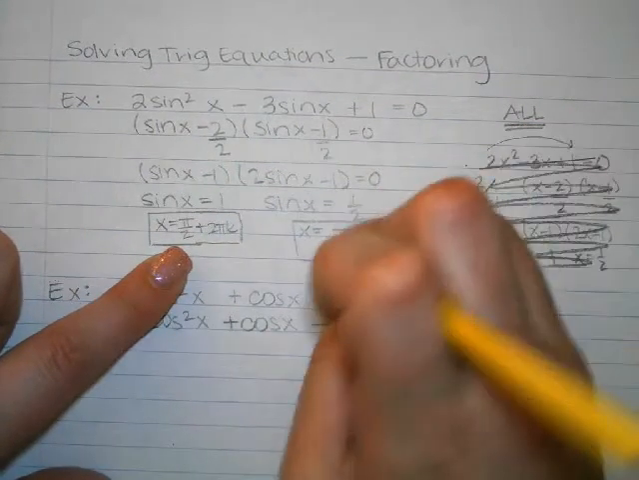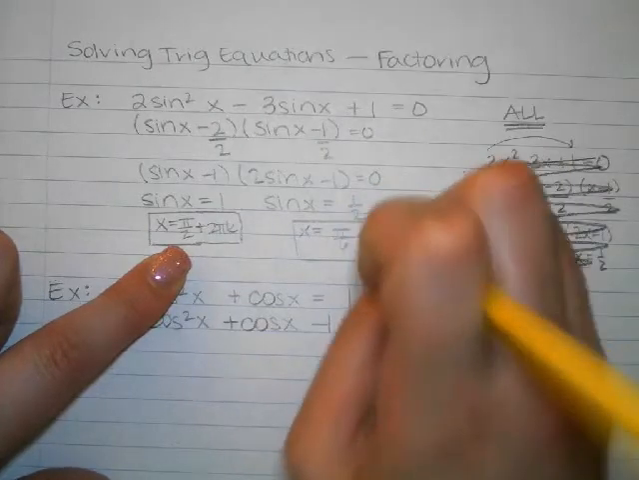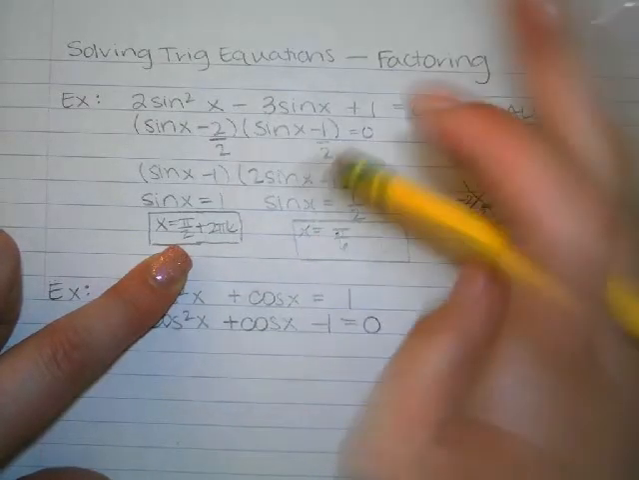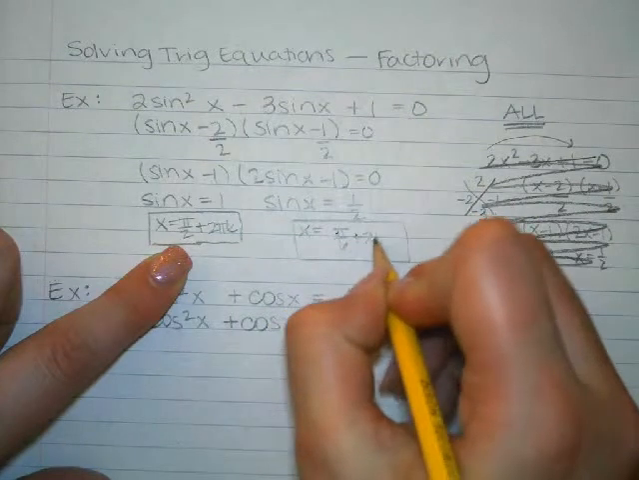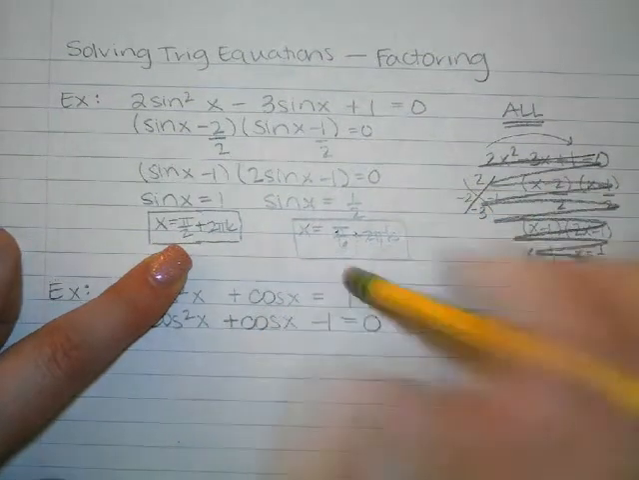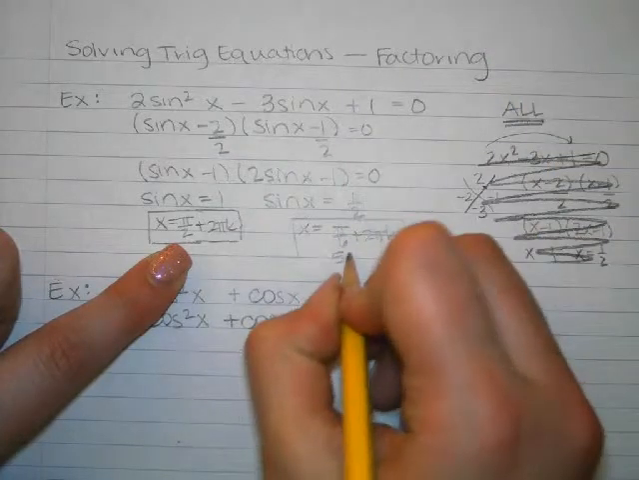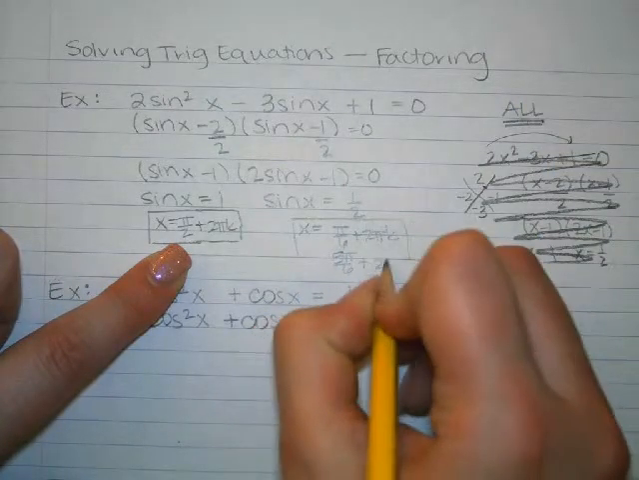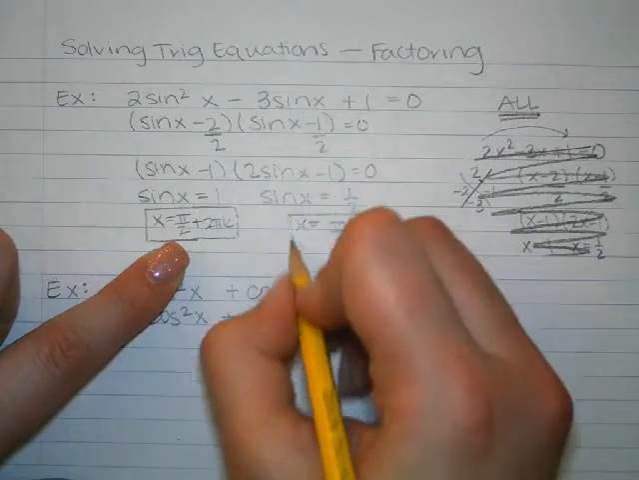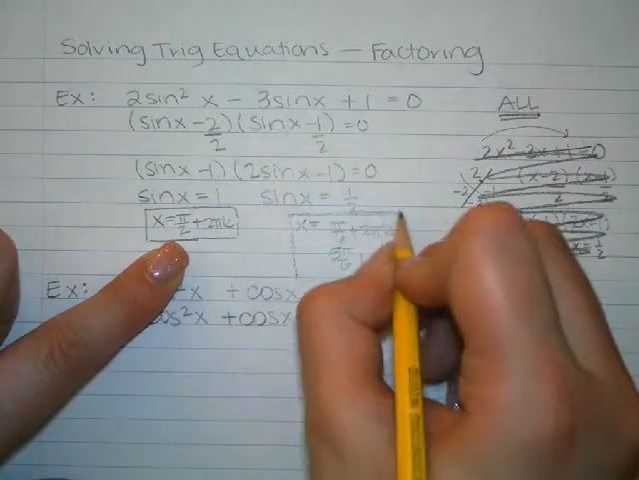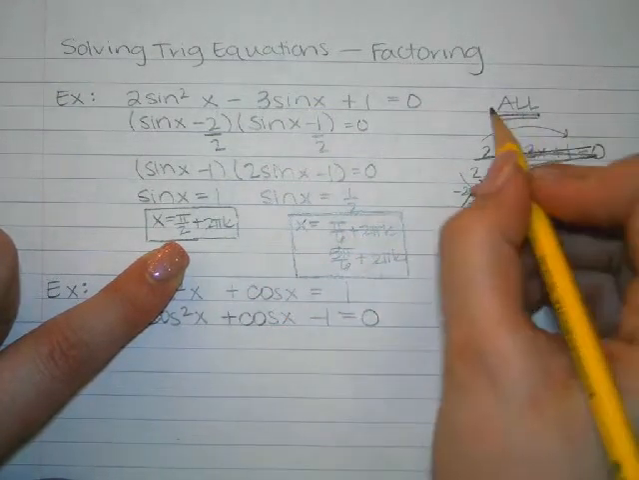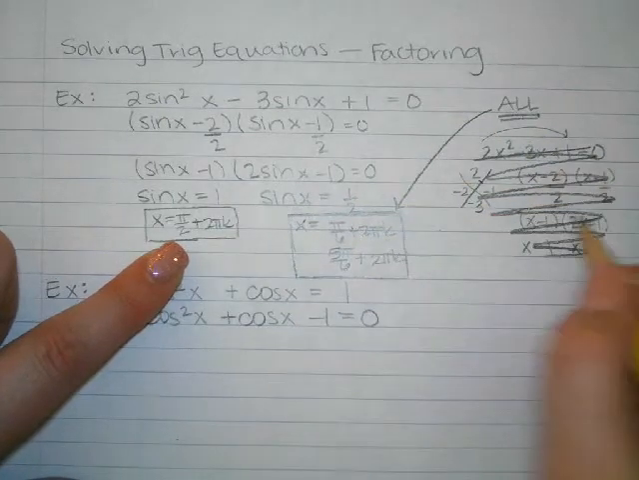Okay. How do we fix these two? Plus 2 pi k. And then we would have 5 pi over 6 plus 2 pi k. Sorry, that was my bad. And so the reason we had to do that is because I'd said that we want all solutions.